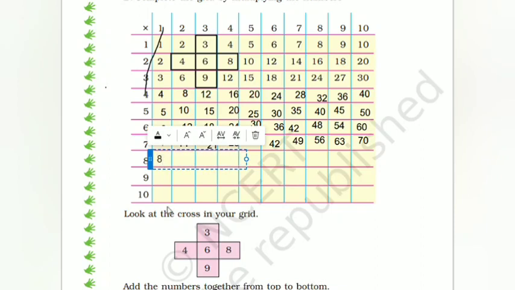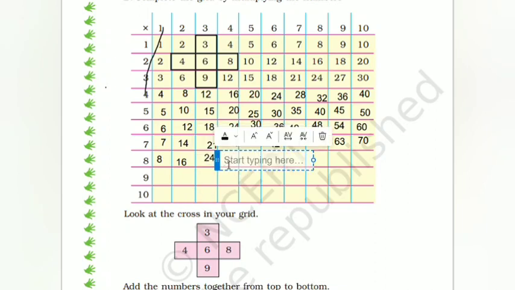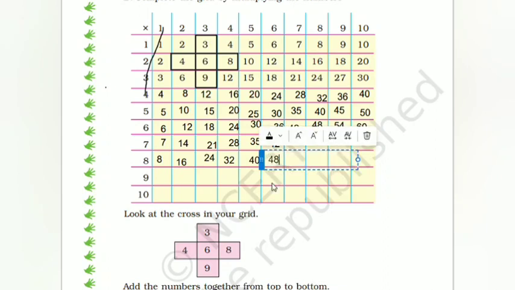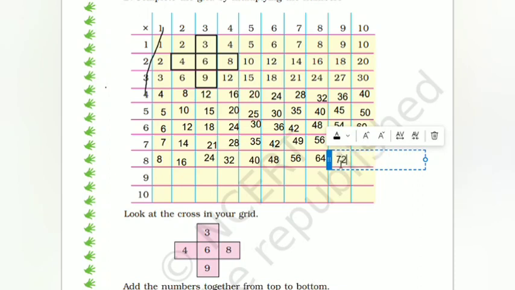8 crossed 1, it is 8. 8 crossed 2, it is 16. 8 crossed 3, it is 24. 8 crossed 4, it is 32. 8 crossed 5, it is 40. 8 crossed 6, 48. 8 crossed 7, what is 8 crossed 7? It is 56. 8 crossed 8, it is 64. 8 crossed 9, it is 72. And 8 crossed 10, it is 80.